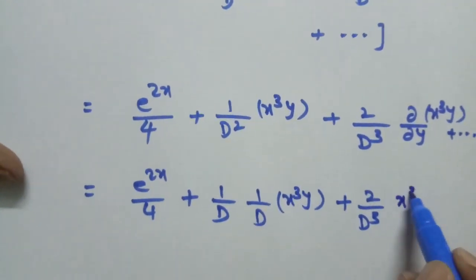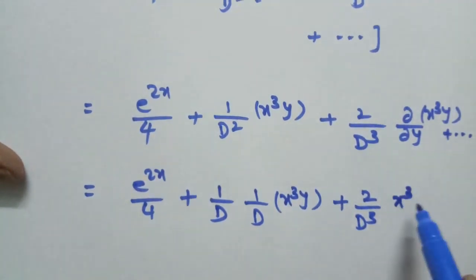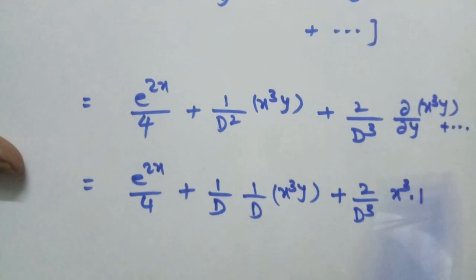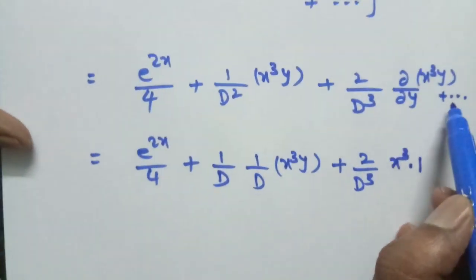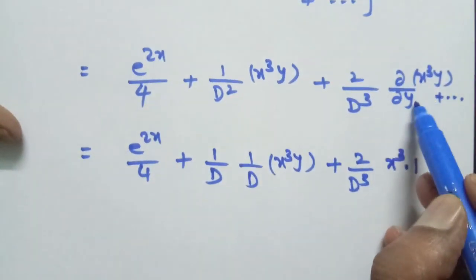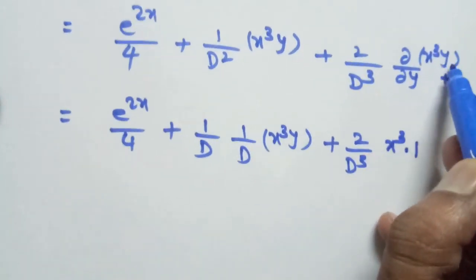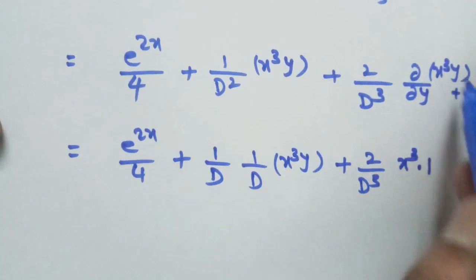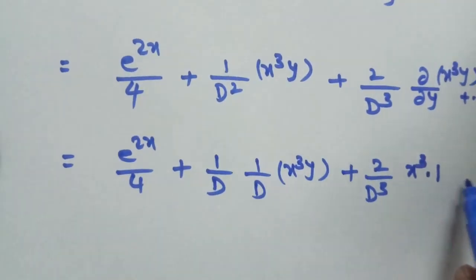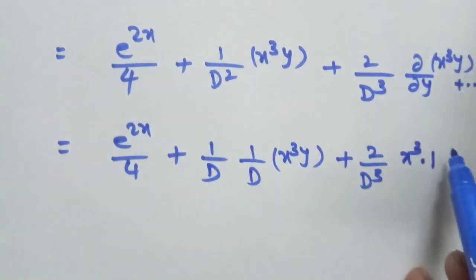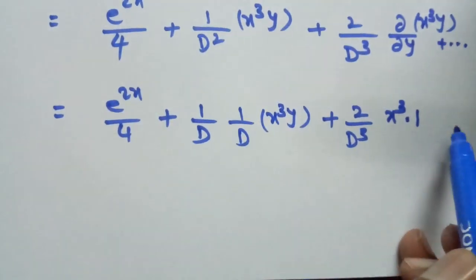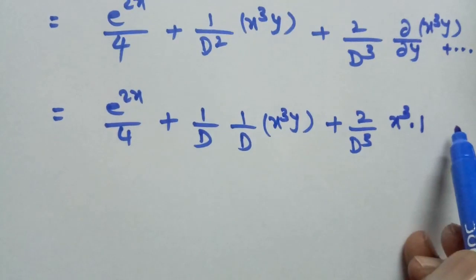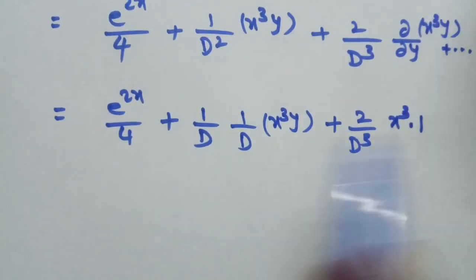X cube is a constant, partial derivative with respect to y. Derivative of y is 1. So if you write another term, that is dou square by dou y square of x cube into y, dou square by dou y square of y is 0. So we are not writing. Since the next term becomes 0, after that also we get 0. So we are not writing those terms.